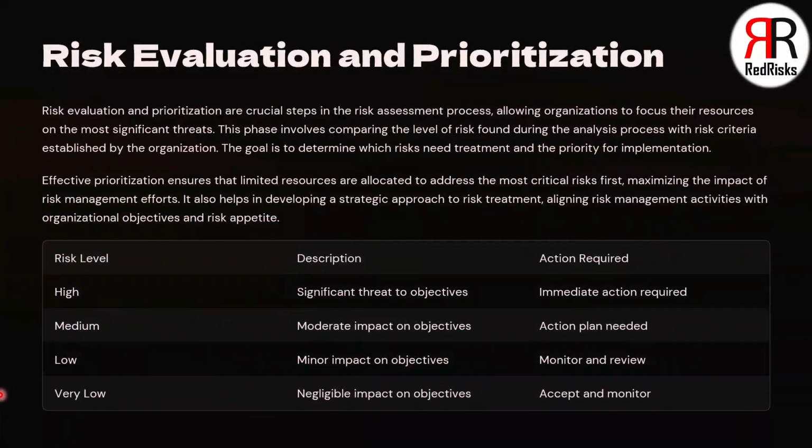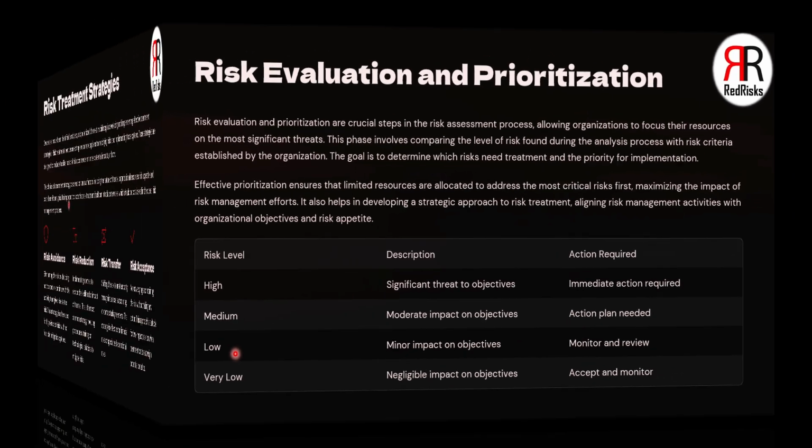Risk evaluation and prioritization focuses attention on the most critical threats. By comparing risks against organizational criteria, this step determines which required action and sets the priority. High-risk items demand immediate action, while medium risks need a plan. Low and very low risks can be monitored or accepted. Prioritization ensures resources are used effectively, aligning risk management with organizational goals and the risk appetite.